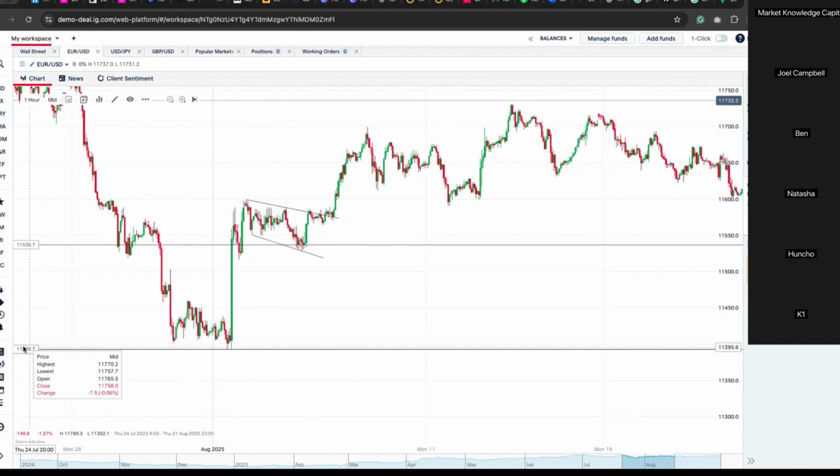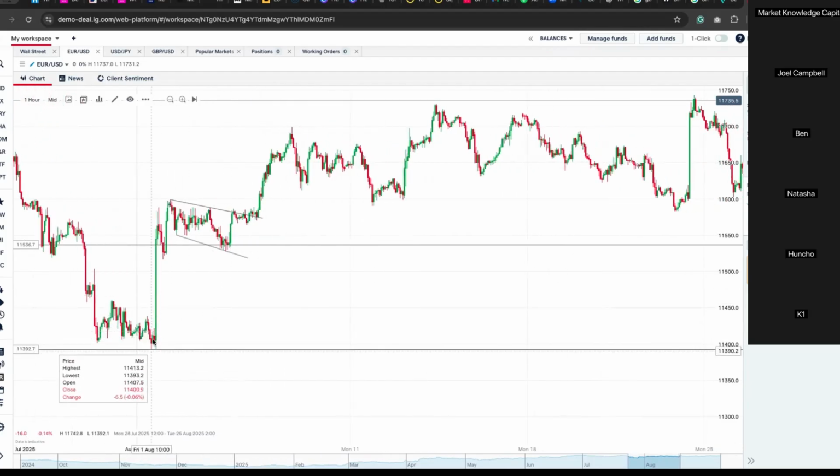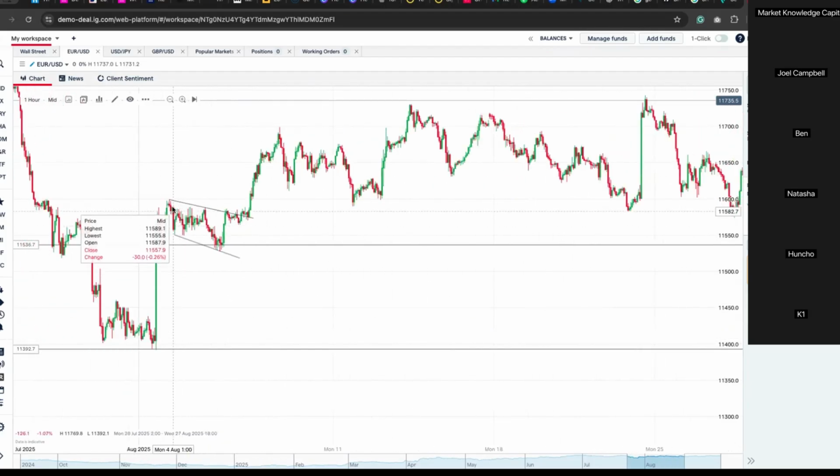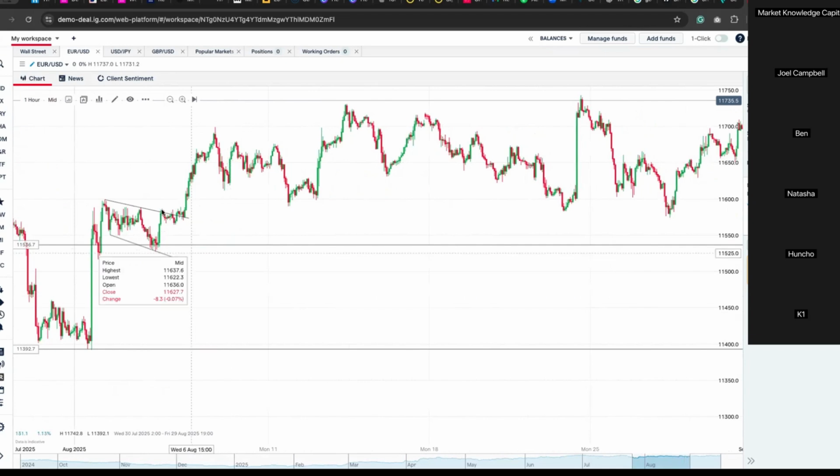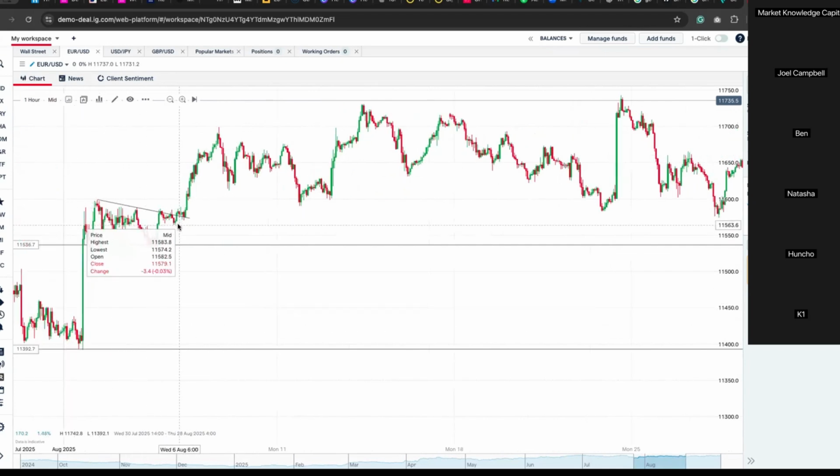So now we've got our key area of support. We've got our order block that's happened. We've got our correction that's happened after the order block. If we haven't been able to get in at this point here, now we're looking for other points of entry, buy entries from that point onwards. So here would have been your buy.